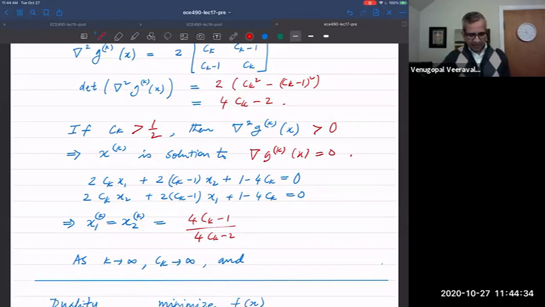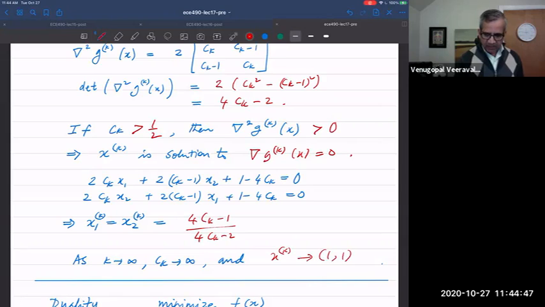Okay, so that's my x_k solution. And you can see here that as k goes to infinity, c_k goes to infinity, and x_k indeed goes to (1, 1), which is x star. So it's a confirmation of the result that we just proved.